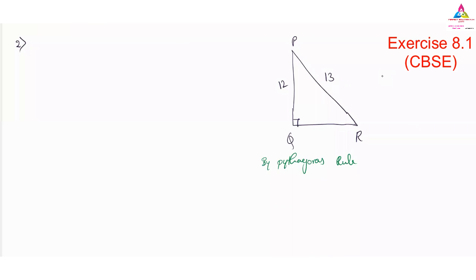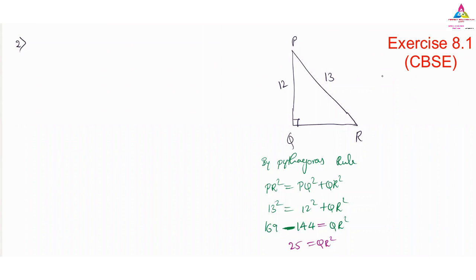By the Pythagoras rule, PR square is equals to PQ square plus QR whole square. PR is 13 square, PQ is 12 square, and QR we don't know, so we will write it as it is. 13 square is 169 and 12 square is 144. That plus is equals to QR square. So we will shift this 144 to the other side. So obviously 169 minus 144. It is plus, so it will become minus. So now the answer will become how much? 25. That is equals to QR square.